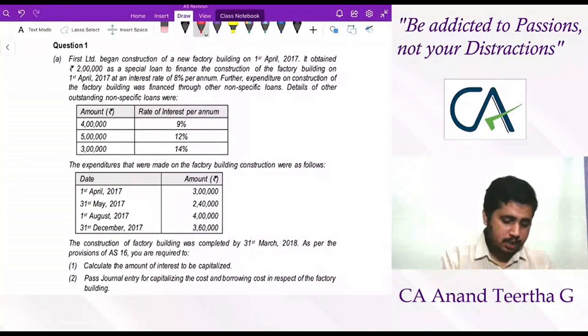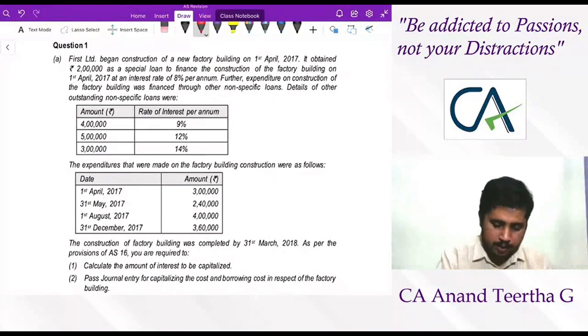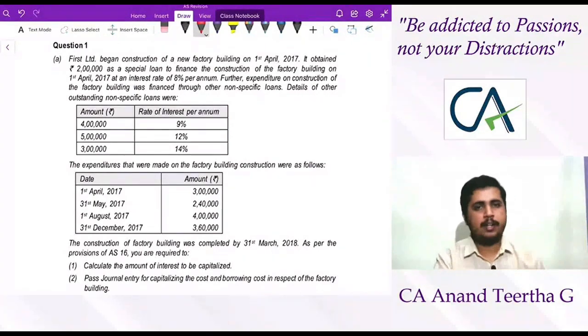Further, expenditure on construction of the factory building was financed through other non-specific loans. Details of other outstanding non-specific loans were given, amount and rate of interest per annum. The expenditures made on the factory building construction were as follows, and 4 dates along with amounts are given. The construction of the factory building was completed by 31st of March. As per the provisions of AS 16, you are required to: 1. Calculate the amount of interest. 2. Pass journal entry for capitalizing the cost and borrowing cost in respect of the factory building.